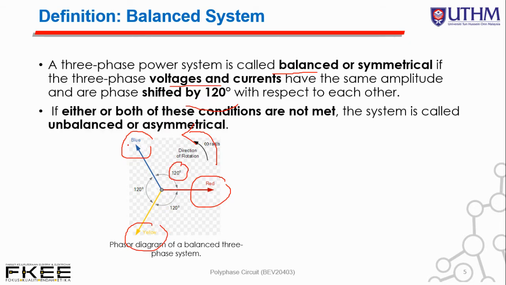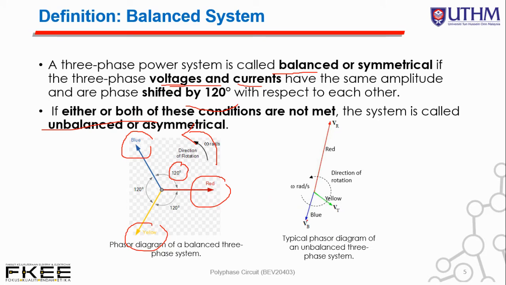Okay, so if either or both of these conditions are not met, the system is called unbalanced or asymmetrical. It's either between the voltages or the currents. If these criteria are not met, the system is now called unbalanced. Here is a typical phasor diagram of an unbalanced three-phase system. We have the red, yellow, and blue, and the direction of rotation, for example.